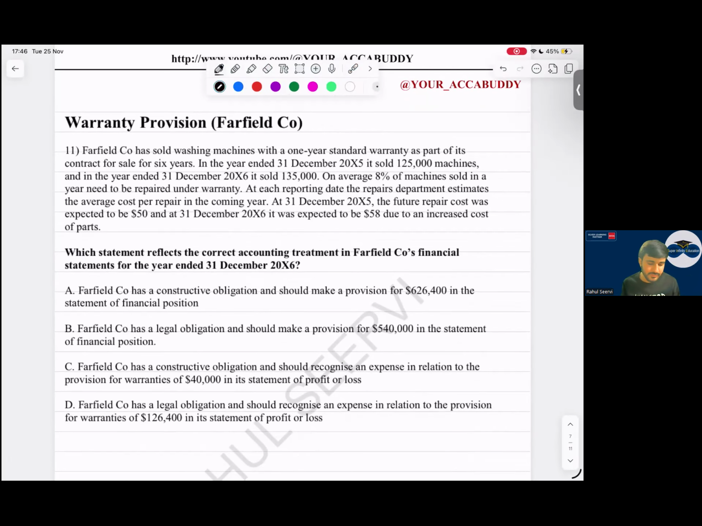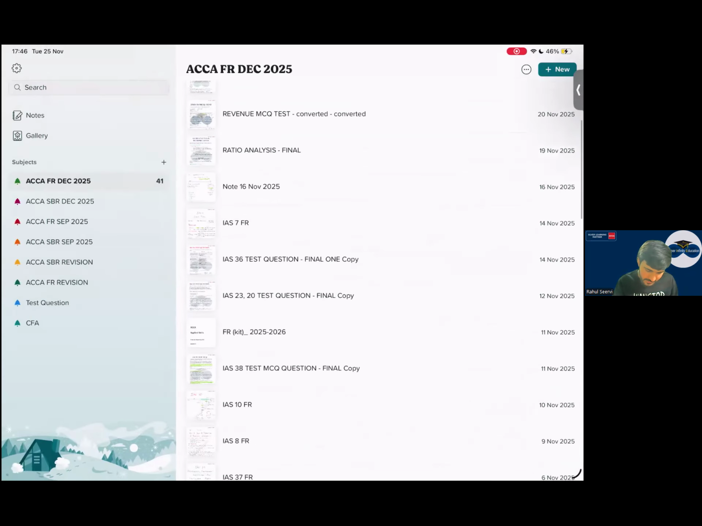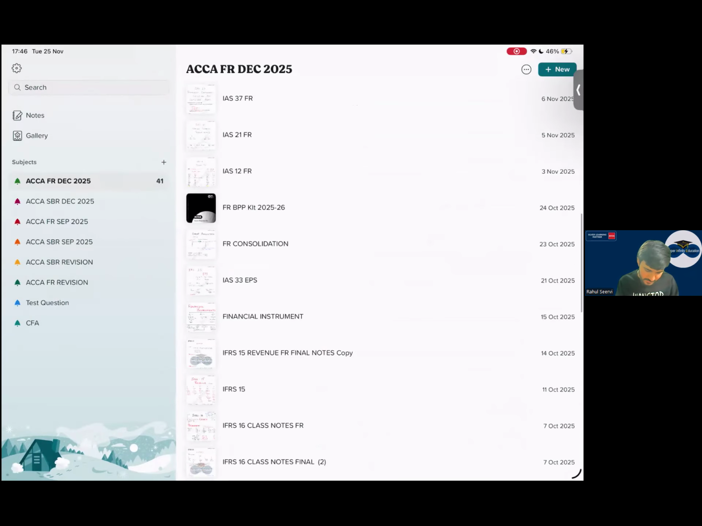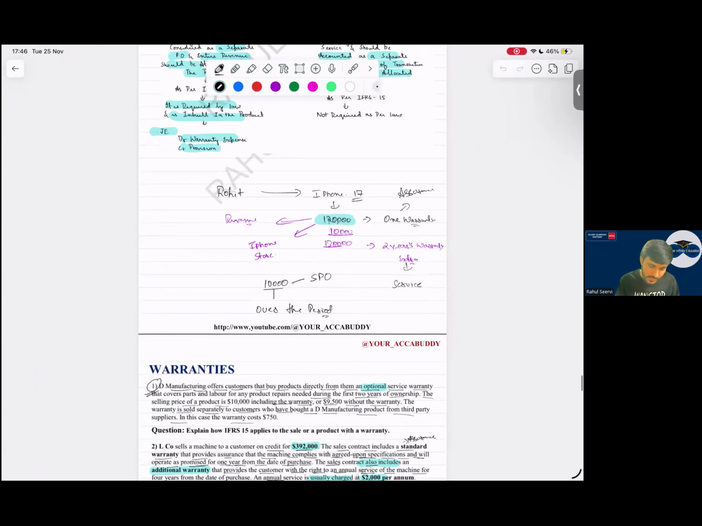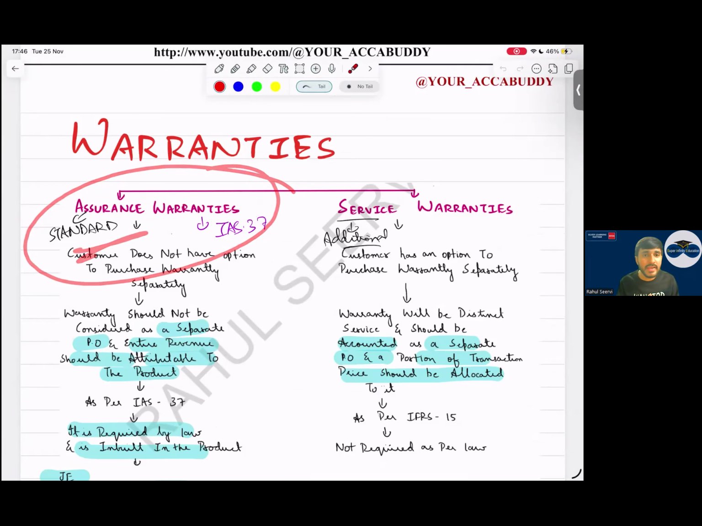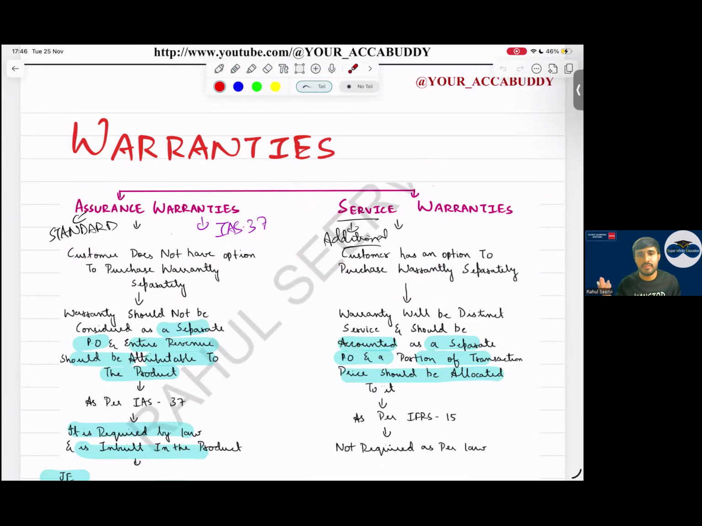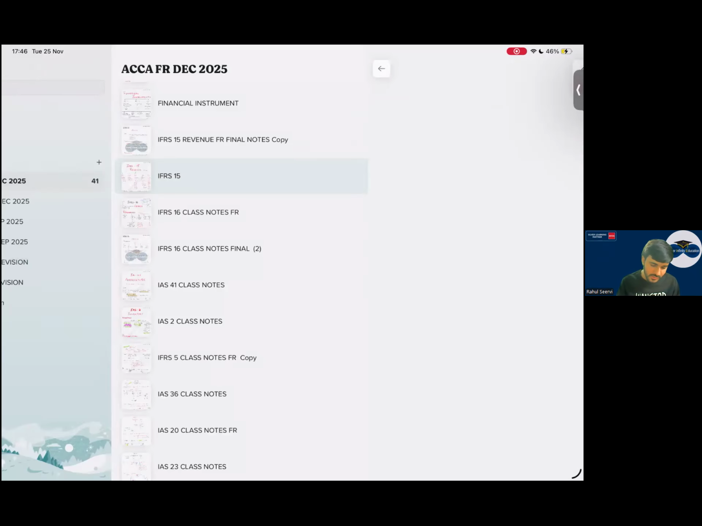Warranty provision. Warranty provisions are provisions, IAS 37, IFRS 15 revenue, standard warranty. See, let me show the notes also. In the class, we have written IFRS 15 warranties. There are two types of warranty: assurance warranty and standard warranty. We apply IAS 37, we have to recognize a provision. Sir, if it's a service warranty, it's an additional warranty. We follow what? Sir, it's a separate performance obligation. So now, chalo.